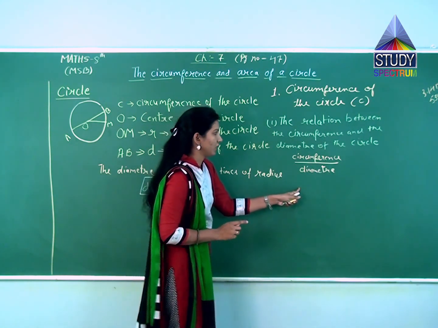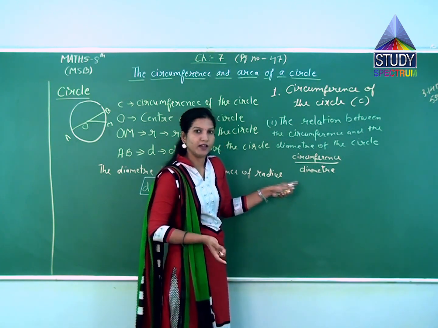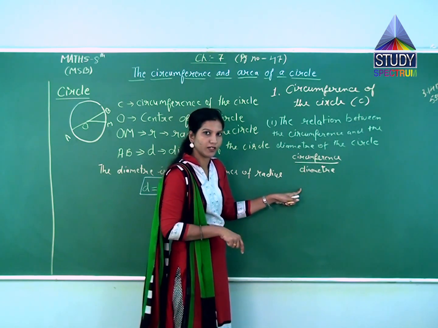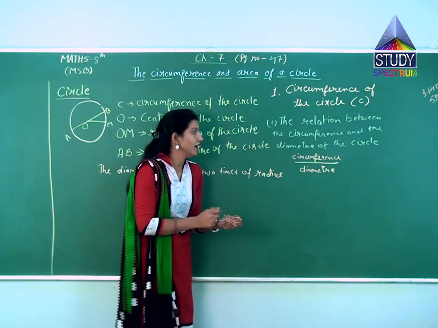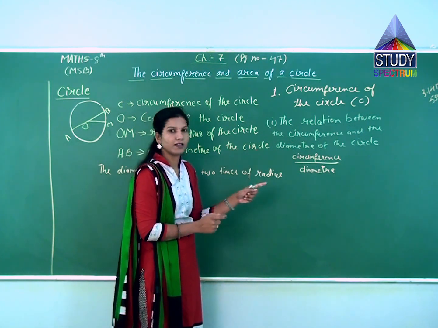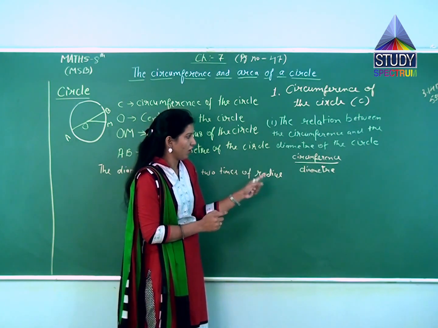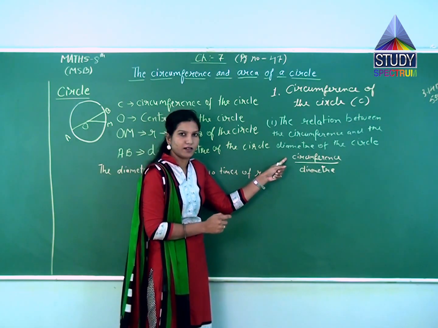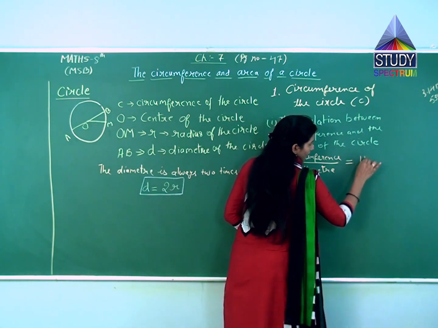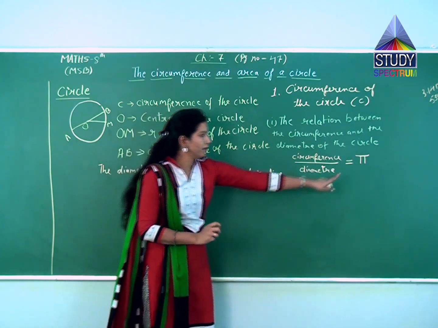If you have been told to find the ratio of diameter to the circumference, then diameter will be in the numerator and circumference will be in the denominator. But here we have been told to find the relation between the circumference and the diameter of the circle. So the relation between them is the ratio of circumference of any circle to its diameter is always a constant number, and here that constant number is a Greek letter pi.